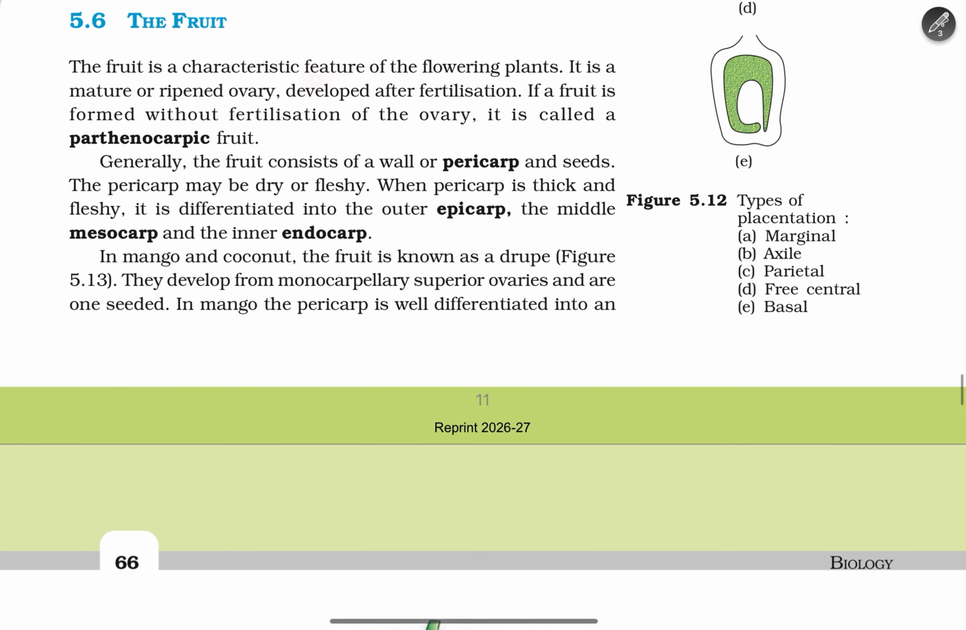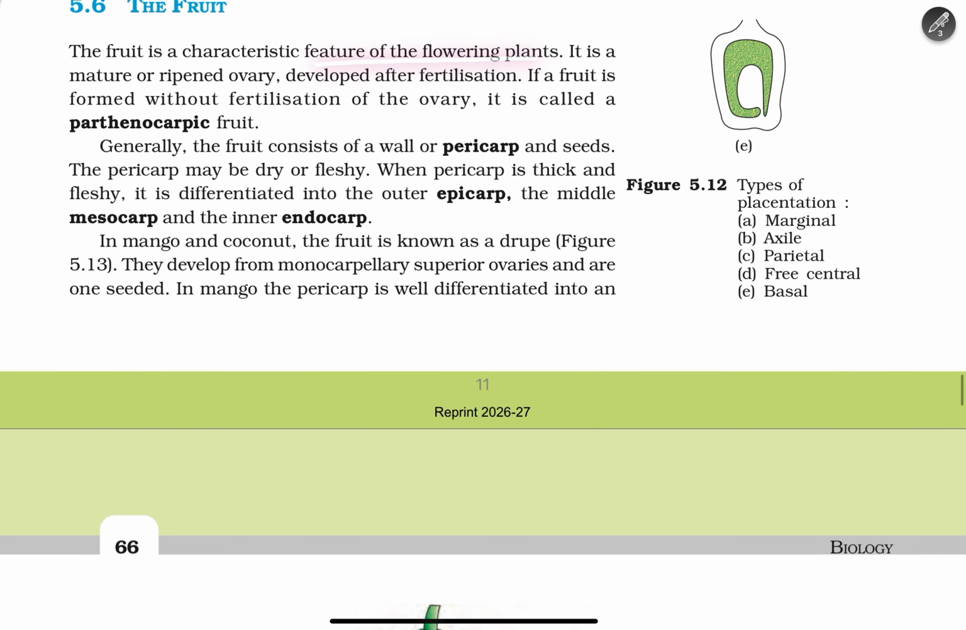The fruit. Fruit is a characteristic feature of flowering plants. It is a mature, ripened ovary developed after fertilization. If a fruit is formed without fertilization of the ovary, it is called a parthenocarpic fruit. Generally, a fruit consists of a wall or pericarp and seeds. The pericarp may be dry or fleshy. When the pericarp is thick and fleshy, it is differentiated into the outer epicarp, the middle mesocarp, and the inner endocarp.